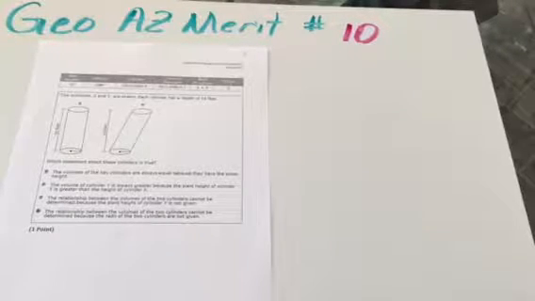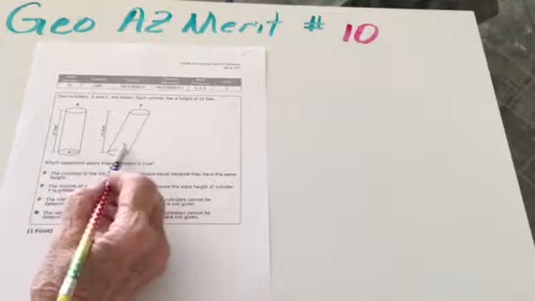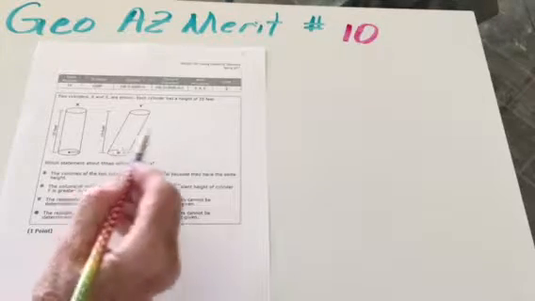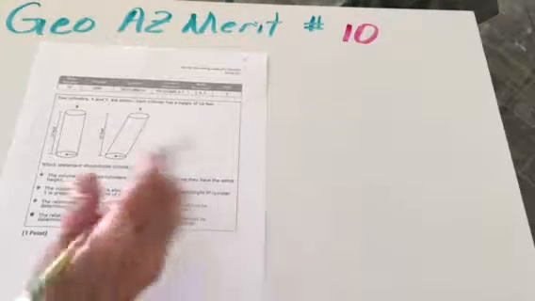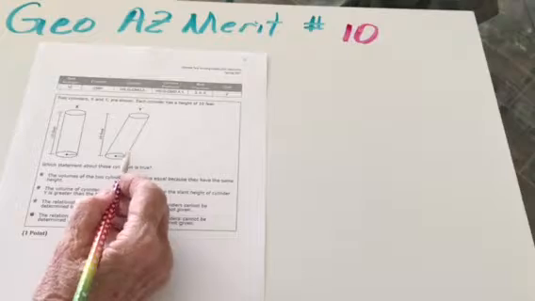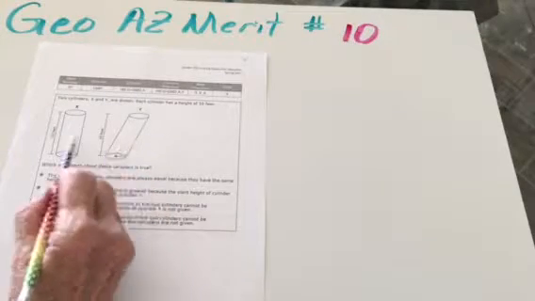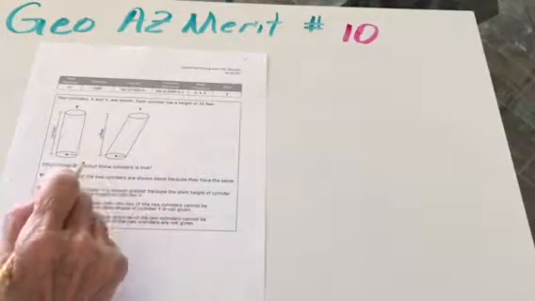In this video, we are talking about question number 10 on the Geometry Arizona Merit Test. And it involves two cylinders, one that is standing up straight, one is slanted. Now, you have to know this before you can answer this question.